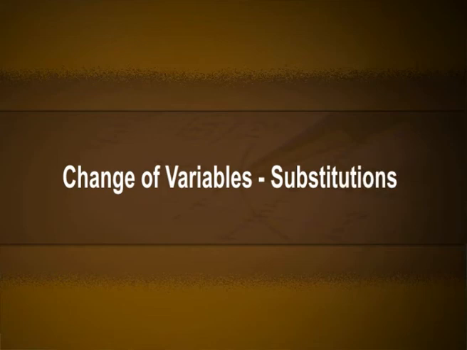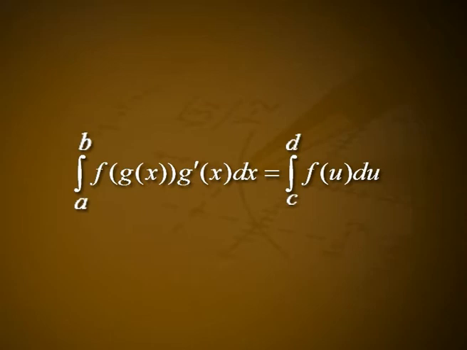Change of variables, substitutions. We know that in the integration of a function of one variable, the substitution rule says that integral a to b f of g of x g dash x dx is equal to integral c to d f of u du, where u is equal to g of x. In essence, this is taking an integral in terms of x's and changing it into terms of u's. In this session, we do something similar for double and triple integrals.